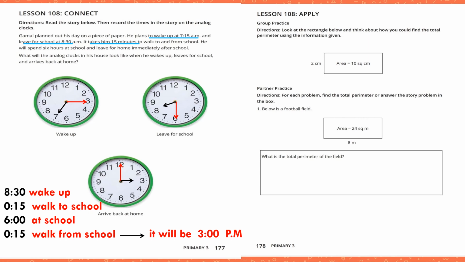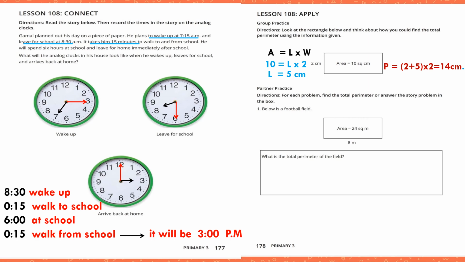Here we have a rectangle of area 10 square centimeters and width 2 centimeters. So to find the length, we will divide the 10 by 2. Length will be 5. And the perimeter is length plus width times 2. So 2 plus 5 all times 2 equals 14 centimeters.